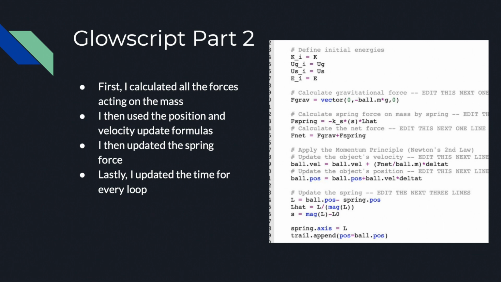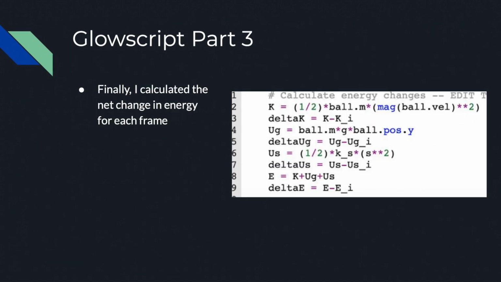GlowScript Part 2. First, I calculated all the forces acting on the mass. I then used the position and velocity update formulas. I then updated the spring force. Lastly, I updated the time for every loop. GlowScript Part 3. Finally, I calculated the net change in energy for each frame.